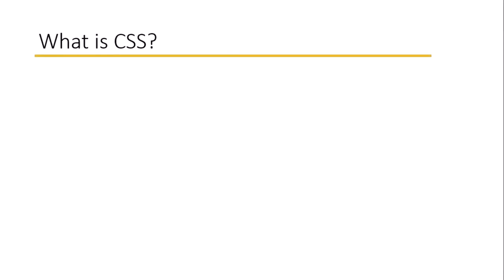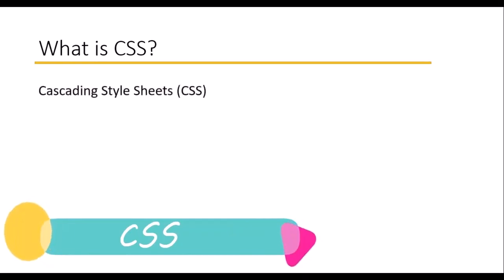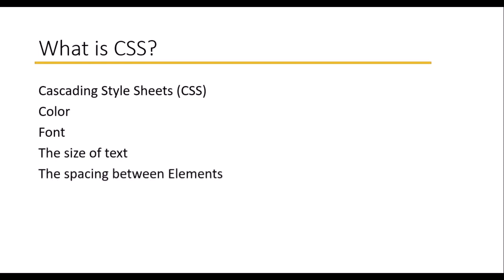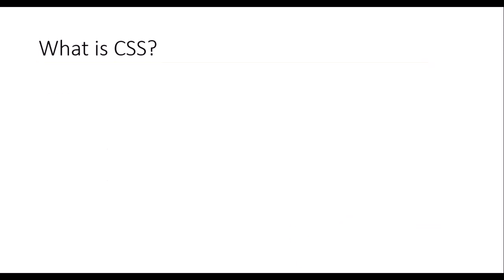Alright, so let's get started. CSS stands for Cascading Style Sheet. It is used to format the layout of a web page. With CSS, you can control the colors, the fonts, the size of a text, the space between elements, how elements are positioned and laid out, what background image or background colors are to be used, and different displays for different devices and screen sizes.